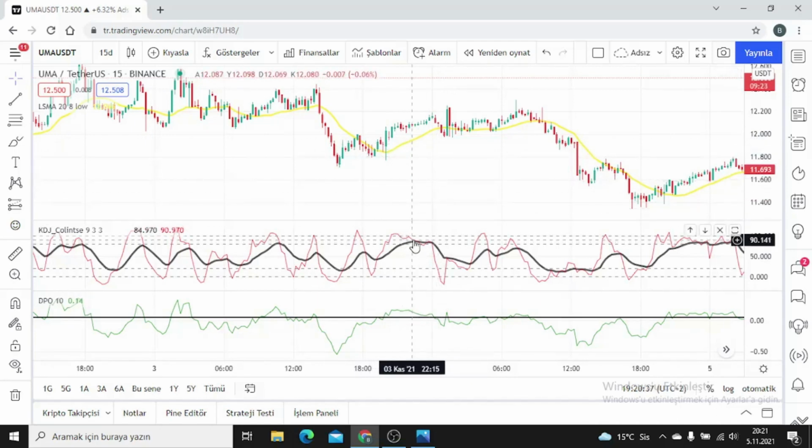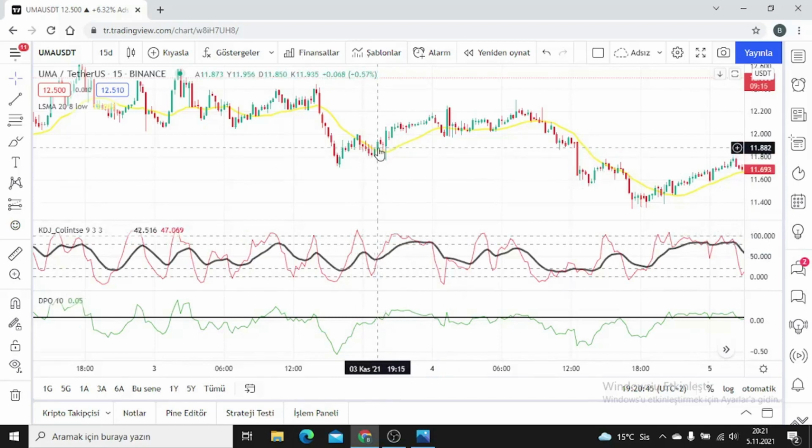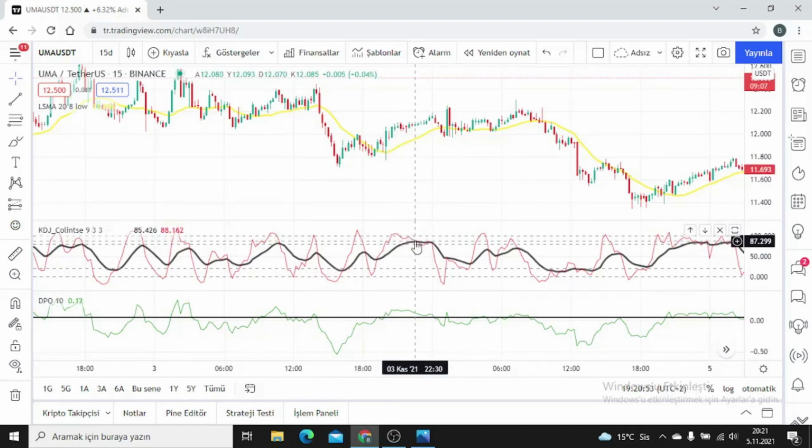Let me tell you some places that you should pay attention to. I always say that when the distance between the moving average and the price chart is wide, we can predict that a decrease may come there. Now let's go back a little further. There's a break above the moving average. Let me just say this, friends.